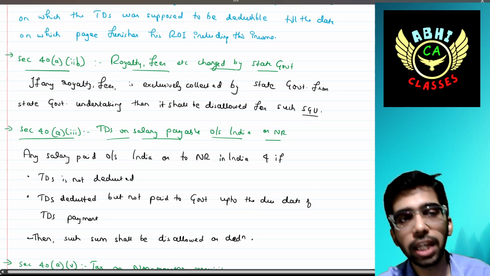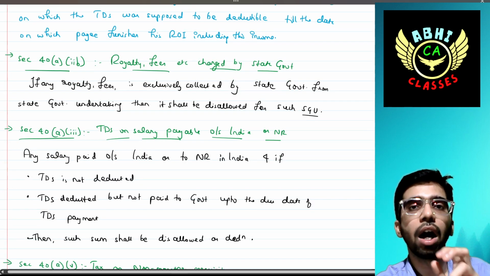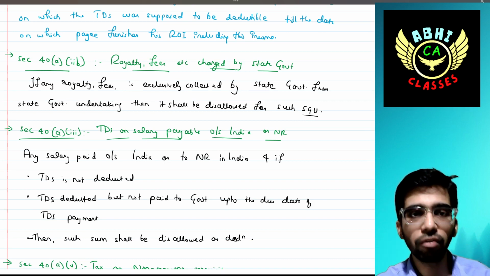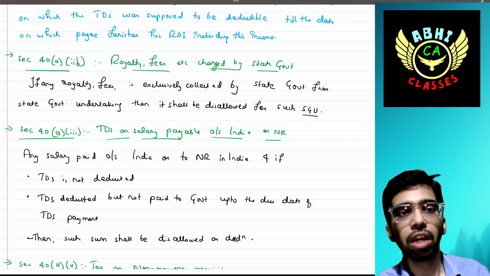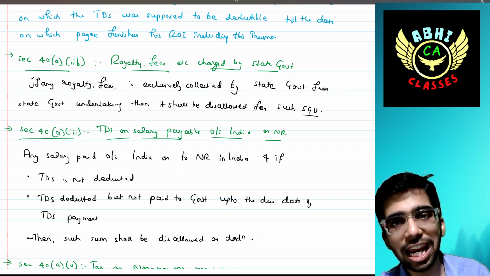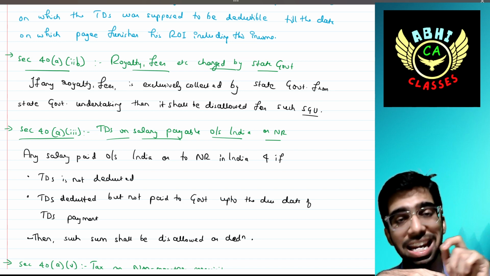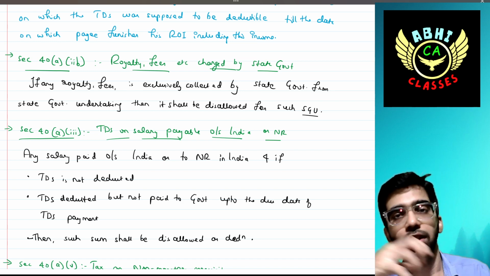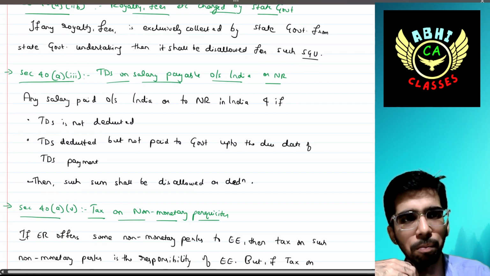Next, section 40A subclause 2B. Royalty fees charged by the state government. If any royalty fees is exclusively collected by the state government from a state government undertaking, SGU, then it shall be disallowed for such SGU. Simple, not very important.